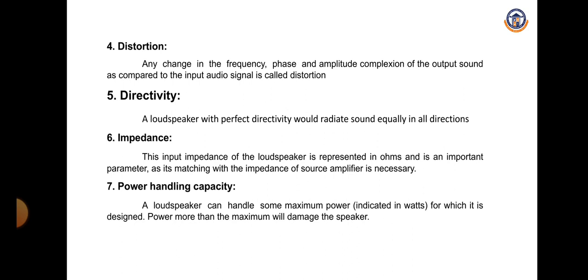Next one is directivity. What is directivity? A loudspeaker with perfect directivity would radiate sound equally in all directions. Then the next one is impedance. The input impedance of a loudspeaker is represented in ohms. It is an important parameter for impedance matching. Then the next characteristic is power handling capacity. A loudspeaker can handle some maximum power, which is indicated in watts, for which it is designed.